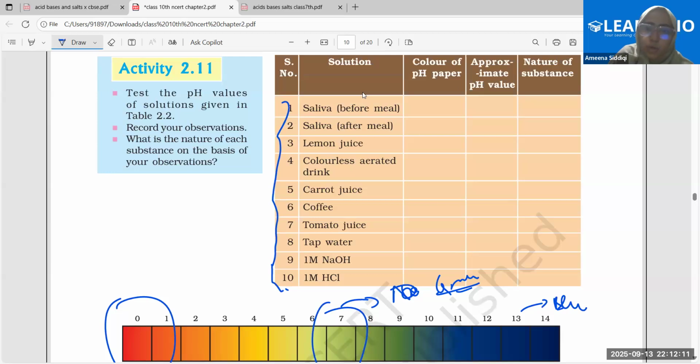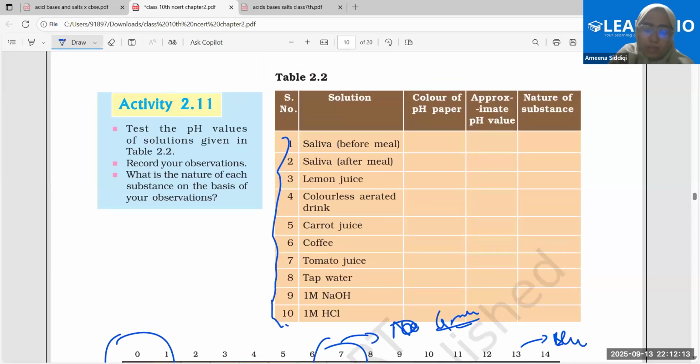Now, quickly, bachcho, we have discussed already all of this. Any confusion? Do you know the values of all of these? What is the pH value of the saliva? Is it acidic or is it basic? It's slightly acidic. What is the value? What will happen after we eat a meal? Will the pH value increase or will it decrease?